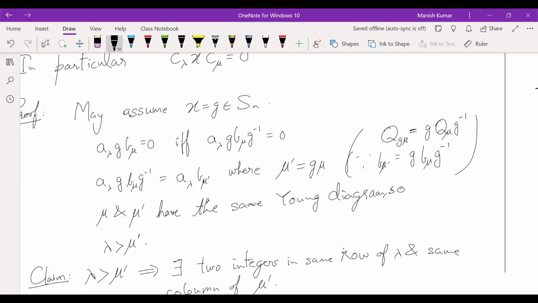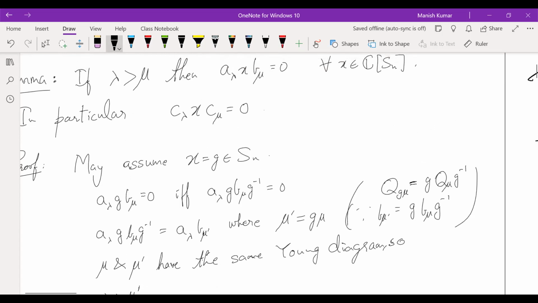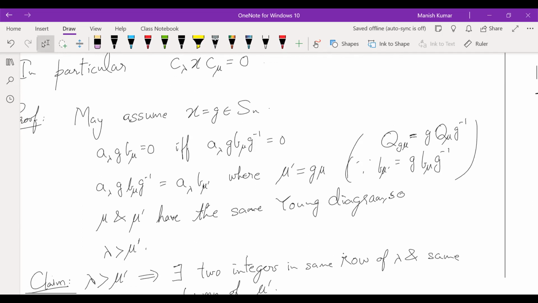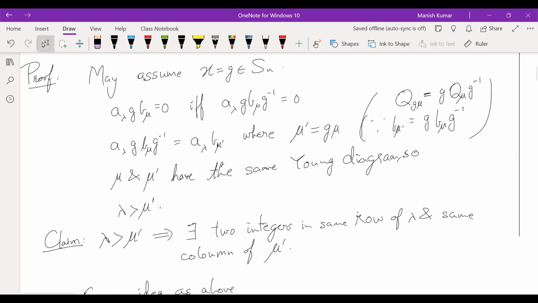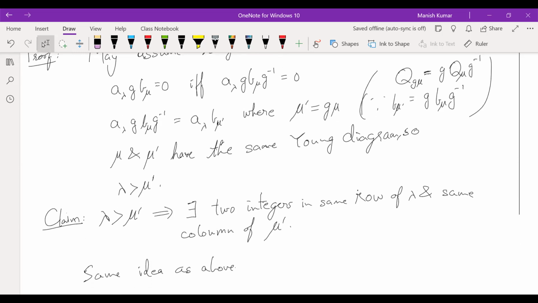And of course, G mu and G mu prime have the same Young diagram, so the underlying Young diagram is the same. It's just that mu and mu prime are different tableaux. So again, we are assuming lambda is greater than mu. Then lambda is going to be greater than mu prime as well. Now the tricky part in that was to make an assertion like this.